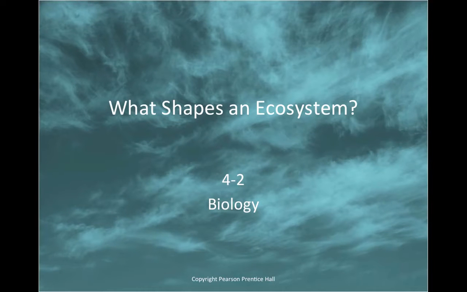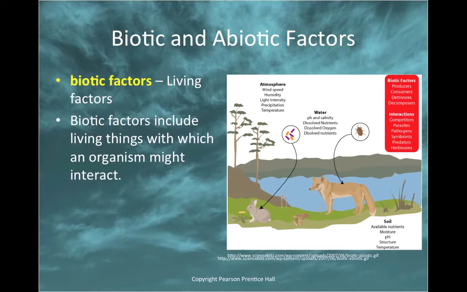This is for section 4.2, and this is what shapes an ecosystem. Biotic and abiotic factors are the things that make up the different factors that help shape an ecosystem. Biotic, from the root bio meaning life, is all the living factors that help to shape an ecosystem.